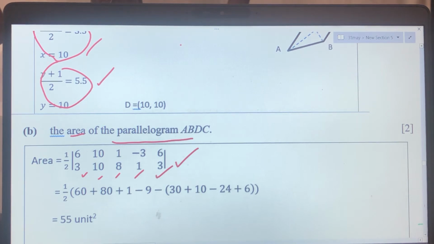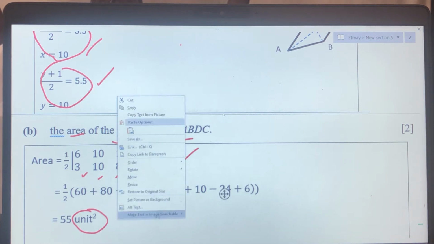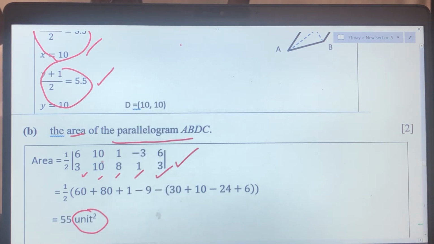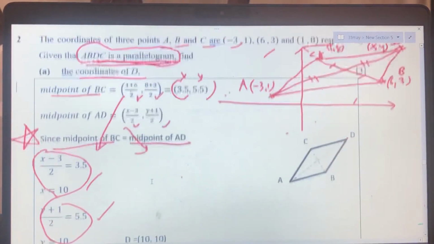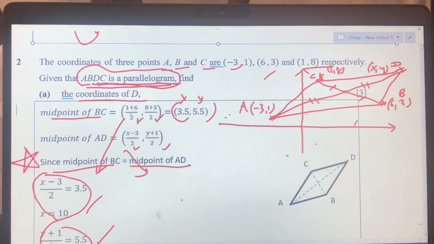A few of you still didn't come back to the original. And you must have the unit square. For those of you who don't know which way to go, you need to go in an anti-clockwise direction. Meaning, let's say I start from 6 3, it will be this, then this, then this, then this.